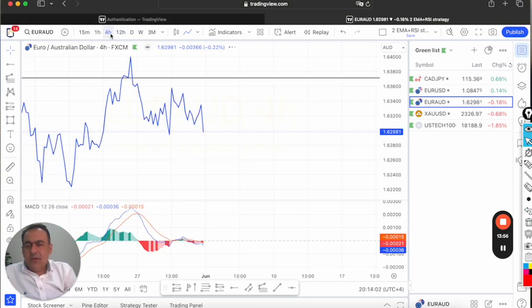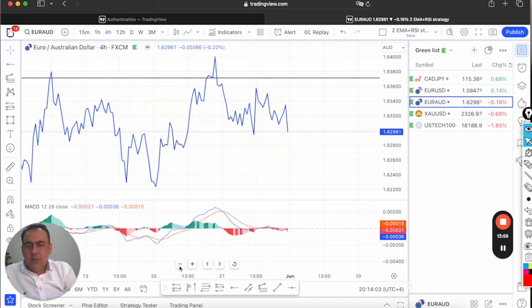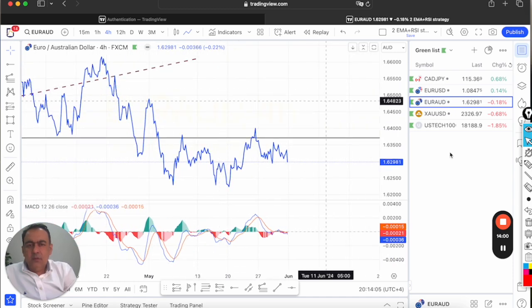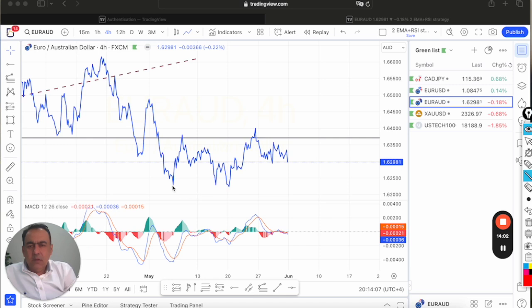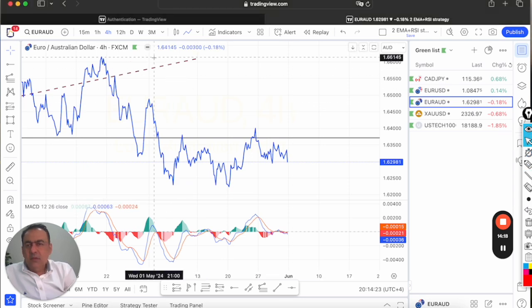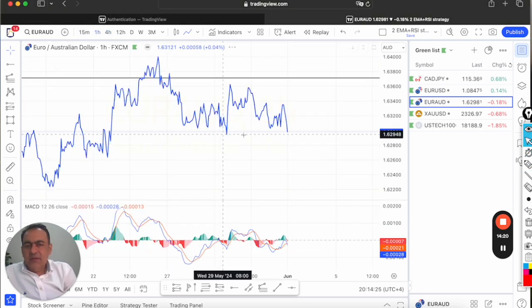Moving to the 4H, something similar. We got a double bottom here with bullish divergence, but the buyers just ran into this area of resistance, and now I can see lower high formation, and even the histogram is bearish. So the plan is to sell on the rise.